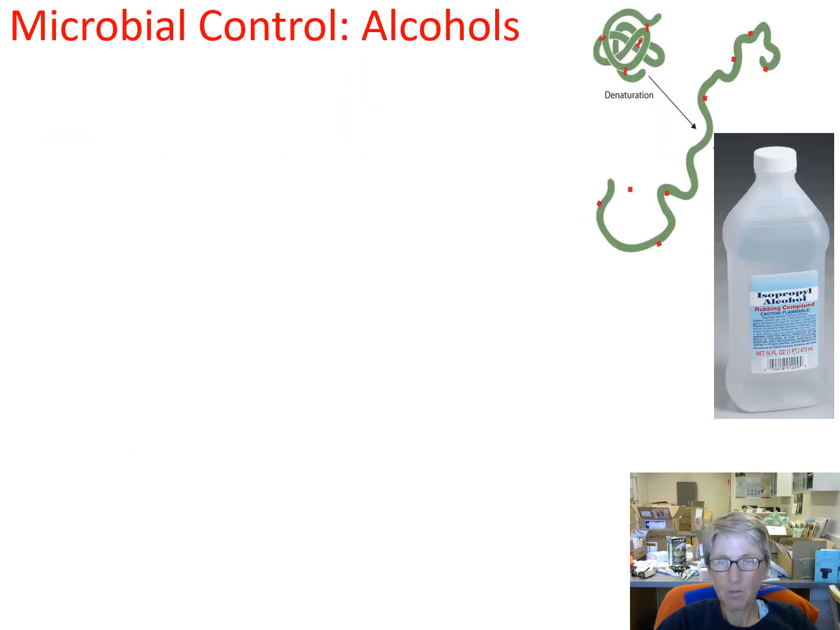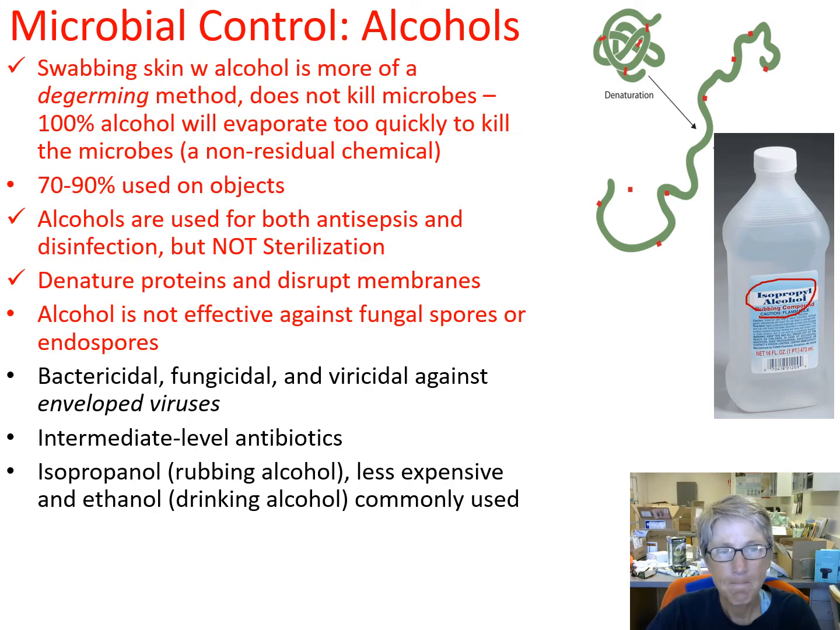So that was phenolics. Now the second chemical group that we're going to look at to control microbes is alcohols. And here's a photograph of isopropyl alcohol. So when you swab your skin with alcohol, it's more of a degerming method. Doesn't necessarily kill the microbes. And we talked about this, 100% alcohol will evaporate too quickly to kill the microbes. So you should use 70 to 90% alcohol. Alcohols are used for both antisepsis and disinfection, but alcohols aren't used to sterilize things.